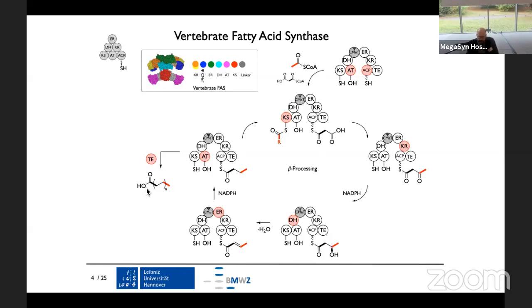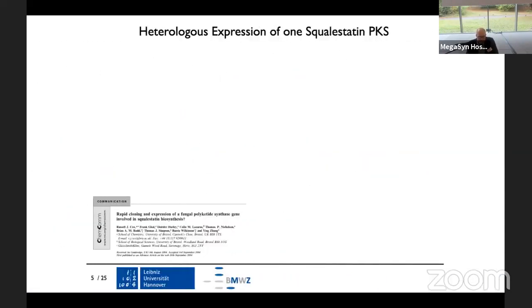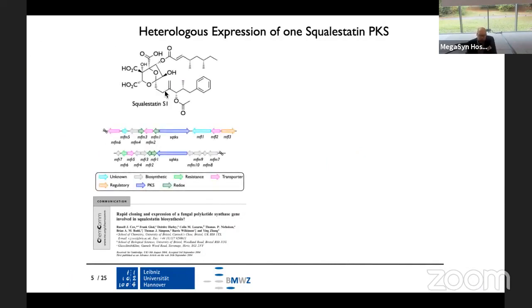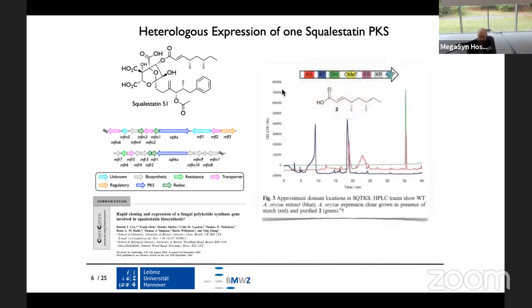As a chemist, I'm not very interested in these. But we need to take this on board and bear this kind of chemistry in mind, because when we look at the gene clusters of more complex fungal compounds, this is squalestatin, we can see genes which encode these types of highly reducing polyketide synthases. And if we look at the domain structures of those, they are identical to vertebrate fatty acid synthases. So we have the same domains in the same order.